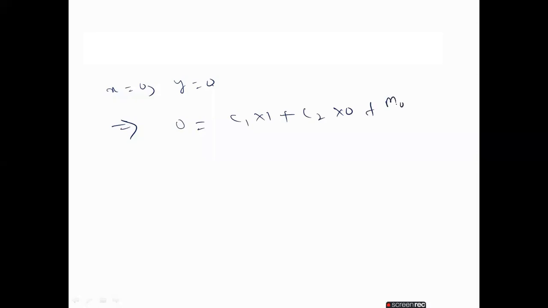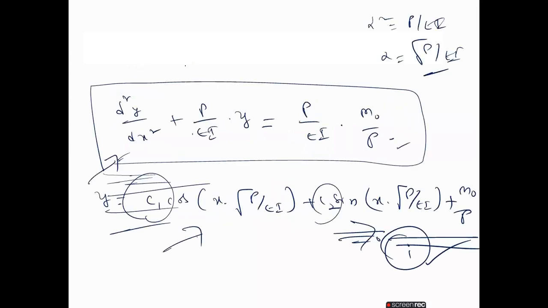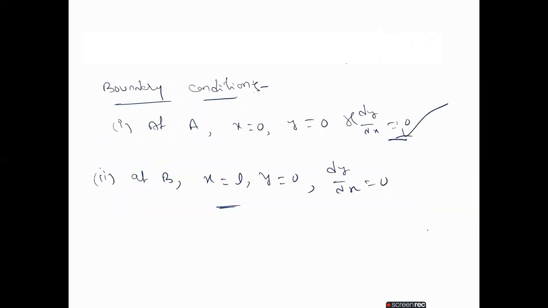So what happens? C2 is 0 here, then C1 equal to minus m naught by P. You see, x equal to 0, y equal to 0. Simply I substitute here, so x equal to 0, then y equal to 0. Then cos 0 is nothing but 1, sin 0 is 0. Then m naught by P is like this only. The same for the second condition.